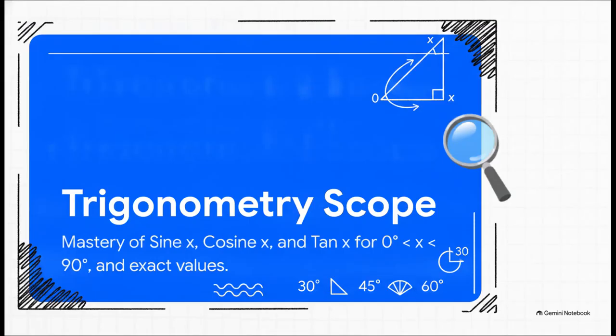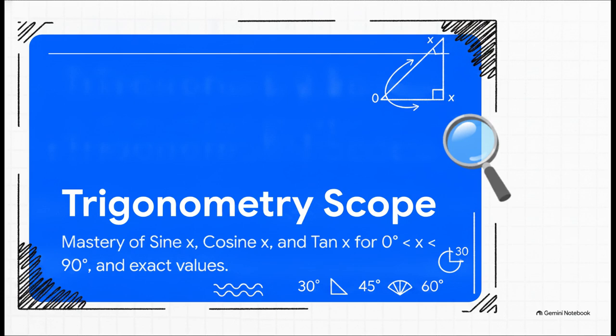The syllabus is incredibly specific and honestly very helpful here, drawing a clear boundary around what you actually need to study. Your primary focus should be locked onto sine, cosine, and tan, specifically constrained to angles between 0 and 90 degrees. You don't need to stress over complex, massive angles.